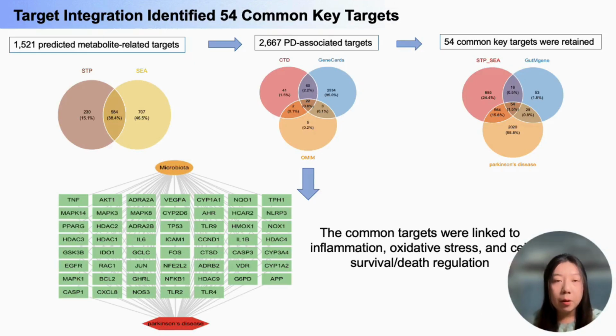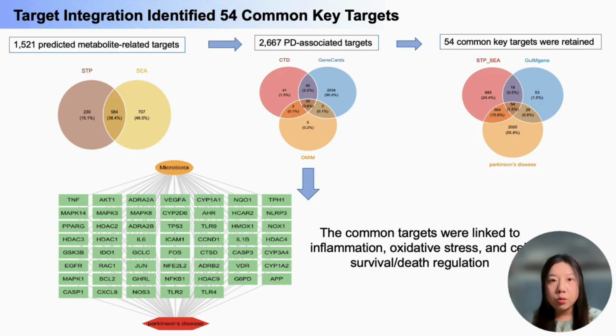We first integrated metabolite-related targets with PD-associated targets. From the microbiome metabolite side, we obtained 1,521 predicted targets. From the PD side, we collected 2,667 PD-associated targets. After intersection, 54 common key targets were returned. These 54 targets may connect gut microbiome metabolites with PD-related host biology.